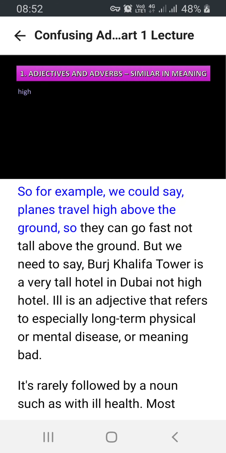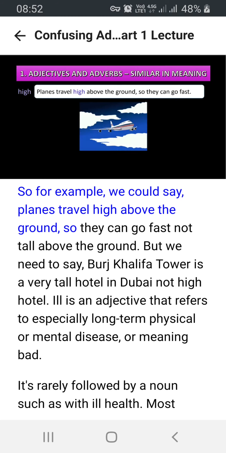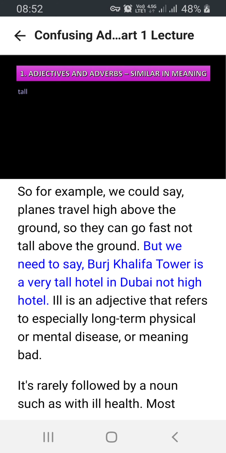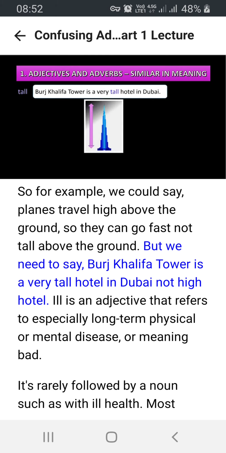So for example, we could say planes travel high above the ground so they can go fast, not tall above the ground. But we need to say Burj Khalifa Tower is a very tall hotel in Dubai, not high hotel.